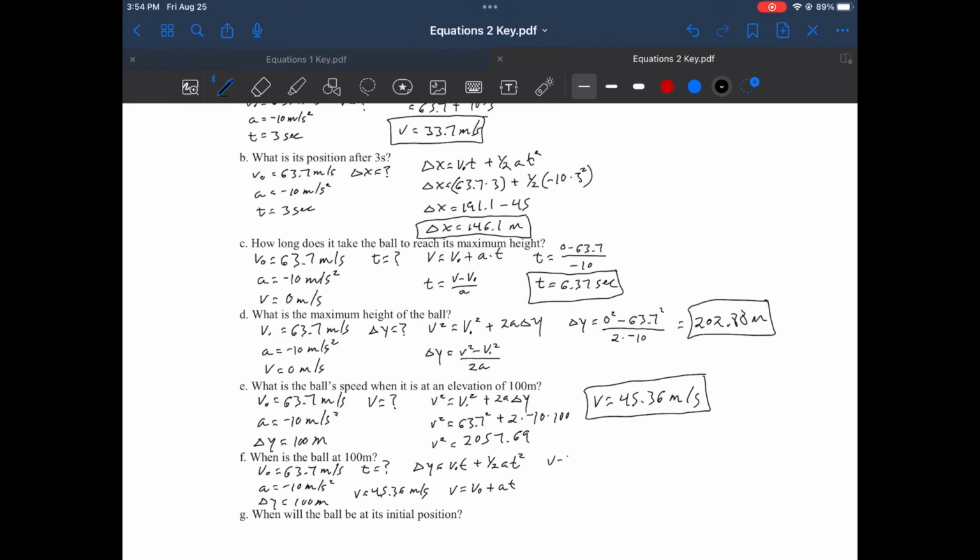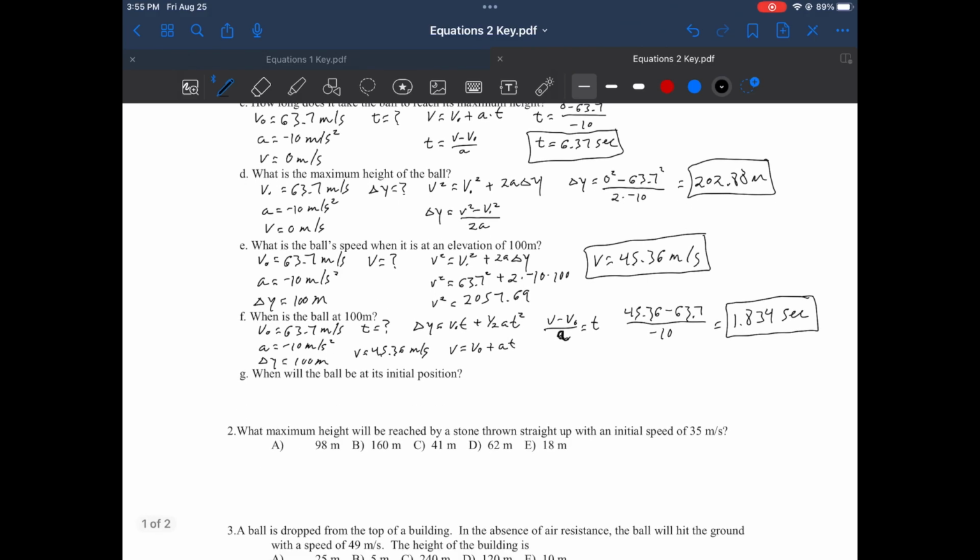And we've got v is equal to v naught plus a times t. So v minus v naught divided by a is t. 45.36 minus 63.7 divided by negative 10. Looks like we get 1.834 seconds, the unit of time being seconds. Brings us down to G. When will the ball be at its initial position?